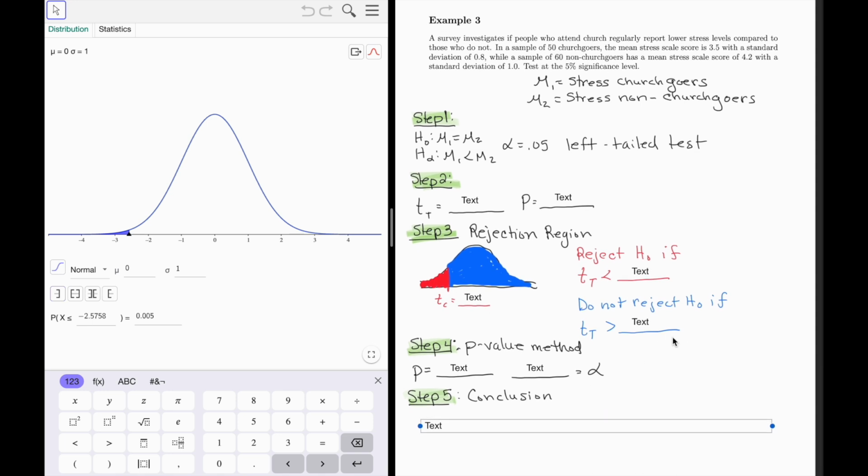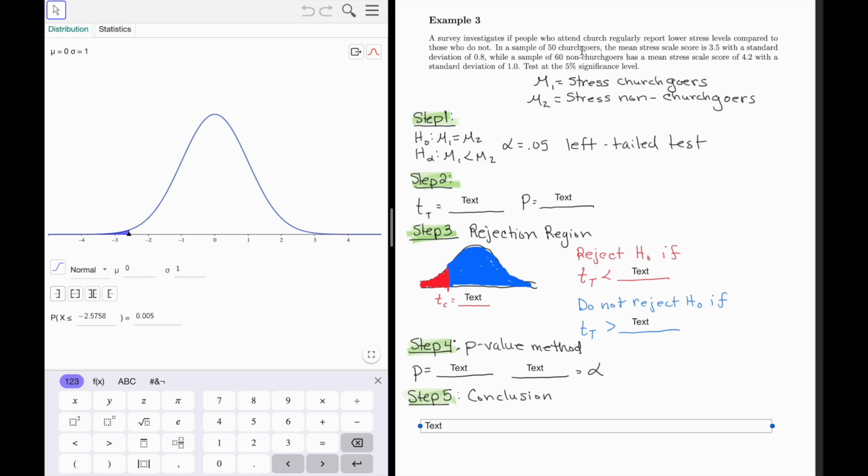Okay, last example. Example 3, a survey investigates if people who attend church regularly report lower stress levels compared to those who do not. In a sample of 50 churchgoers, the mean stress scale score was 3.5 with a standard deviation of 0.8, while a sample of 60 non-churchgoers has a mean stress scale score of 4.2 with a standard deviation of 1. We're going to test at the 5% significance level.